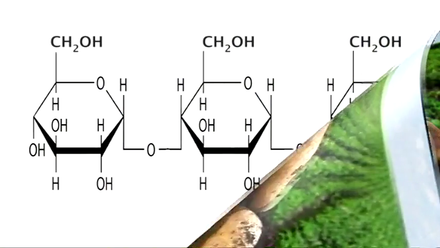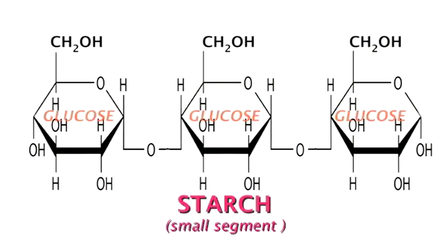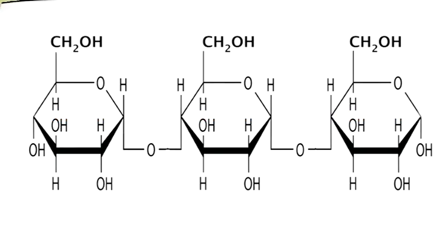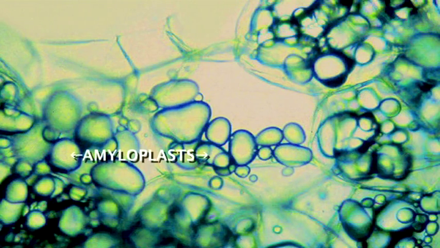The formula seen here depicts a small section of a starch molecule consisting of 3 glucose units linked end-to-end. Complete starch molecules contain hundreds or thousands of long chains of glucose units. Inside of plant cells, glucose is converted into starches, mainly in organelles called amyloplasts, through a biochemical linking process known as polymerization.